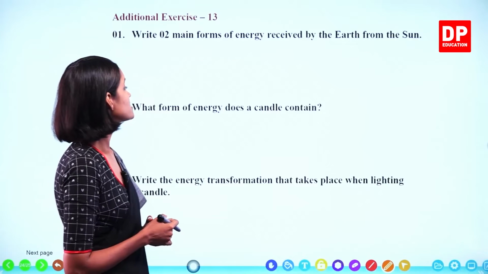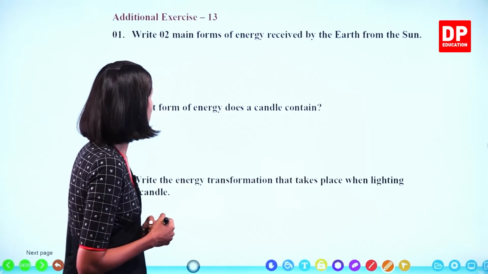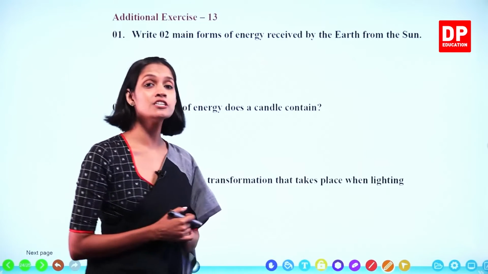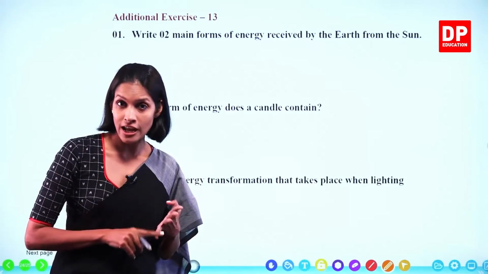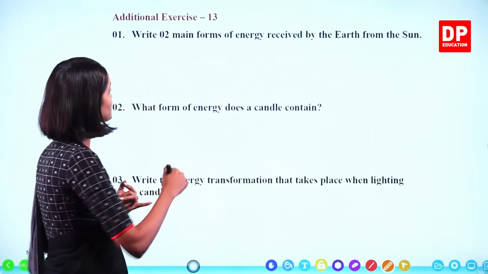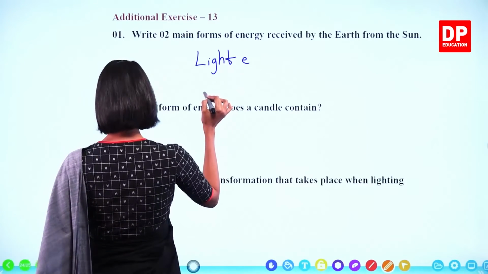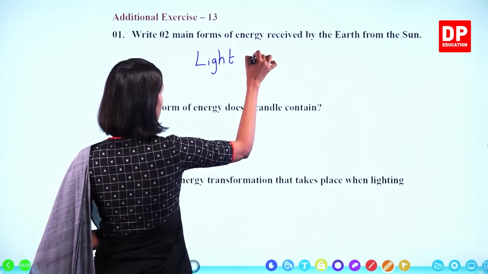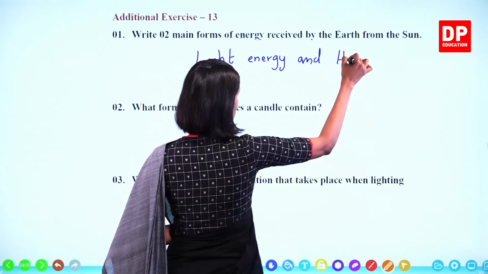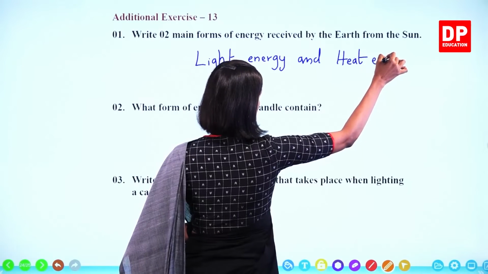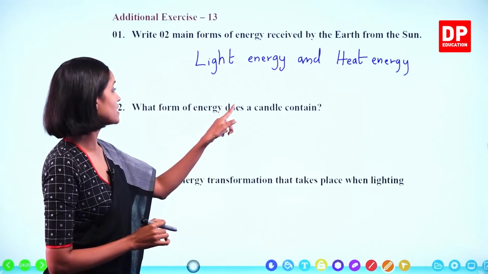Right. Exercise number 13. Number 1. Write two main forms of energy received by the earth from the sun. What are the two main forms of energy received from the sun? Light energy and heat energy, right? Light energy and heat energy. Light and heat.